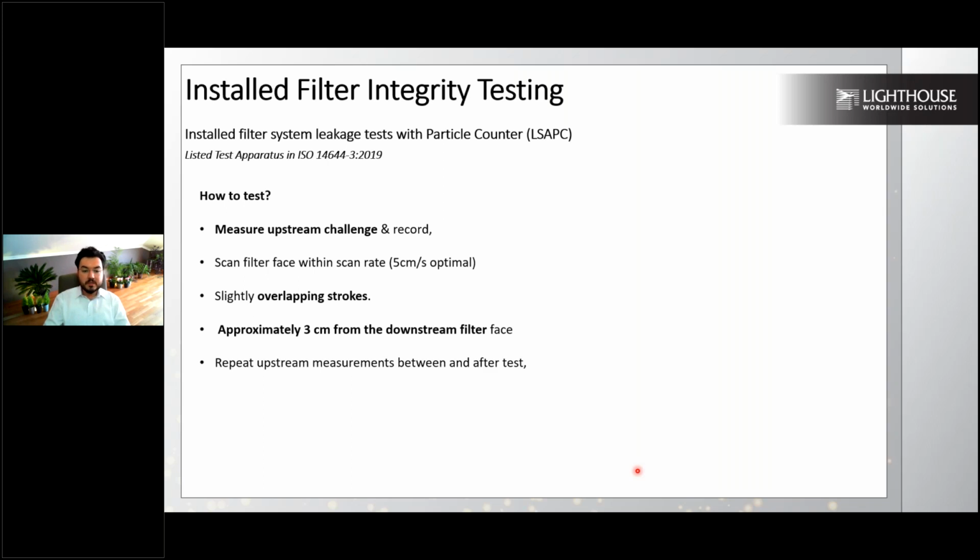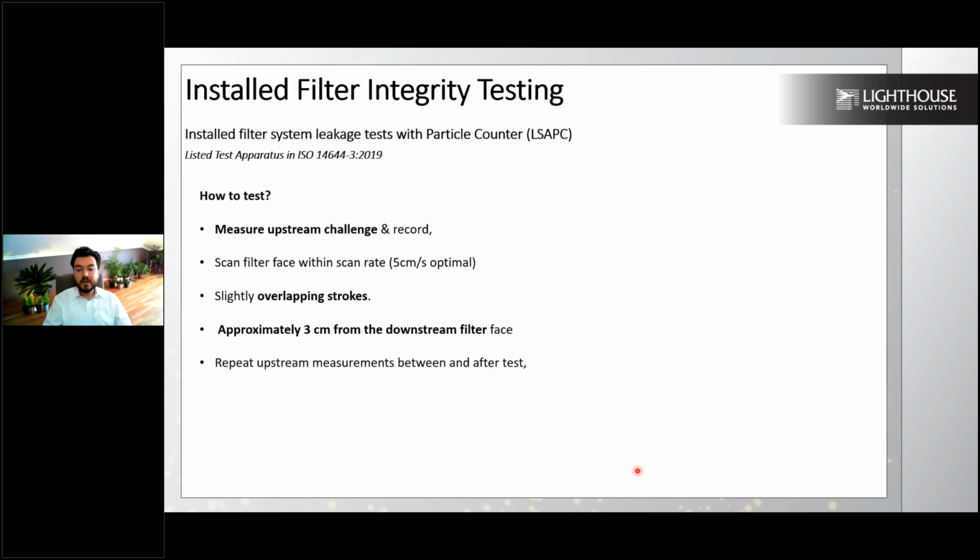Repeat the upstream measurement between and after tests. Between these tests, sometimes we see that people introduce the upstream aerosol within the room and use the same aerosol challenge in order to test the other room. Even if you are using a photometer or a particle counter, when you change your location, when you are moving into the other duct, you have to verify your upstream challenge. So that's why you should have a plan of an upstream cycle between measurements.